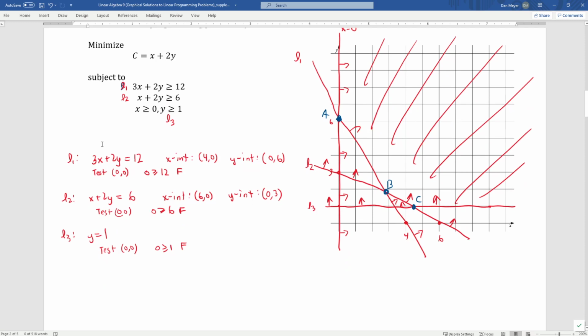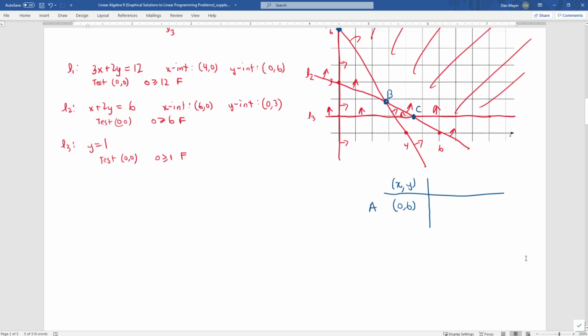A looks like, hey, that's our y-intercept for the first line. So when we make our list of corner points, A is the point 0, 6. It's the y-intercept for that first line. B and C, we're maybe going to have to do a little bit of work. Corner point B looks like it's the intersection of line 1 and line 2.